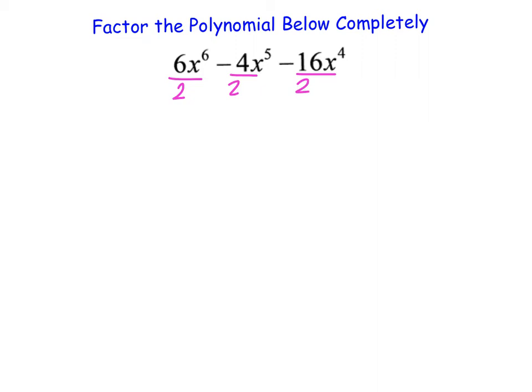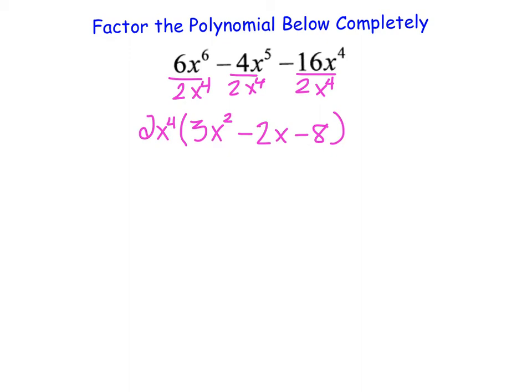Then from here, I'm looking at their variables and what they have in common, and I notice that they at least have an x to the 4th in them. So my greatest common factor here that I'm going to factor out in front of this polynomial is 2x to the 4th. So 6 divided by 2 is 3, x to the 6th over x to the 4th. You subtract the exponents and it becomes 3x squared. Negative 4 over 2 is a negative 2. X to the 5th over x to the 4th. If we subtract the exponents, we're left with x to the 1st. And then negative 16 over 2 is a negative 8, and the x to the 4ths cancel out. So our first step here is we factor out that greatest common factor.